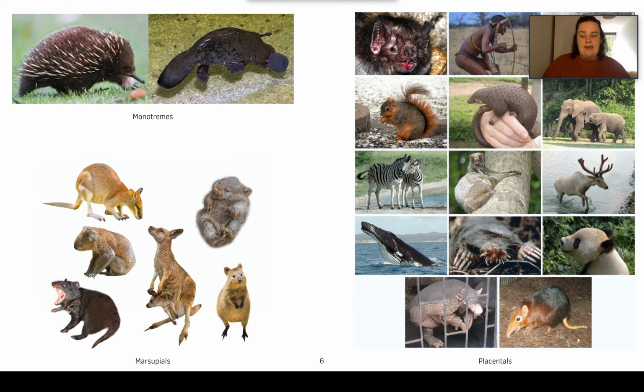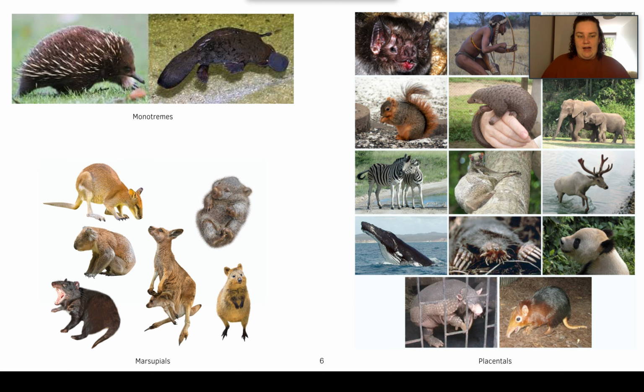So as you can see here, monotremes are the echidna and the platypi, plural of platypuses. Anyway, you know what I mean. Marsupials include koalas, wallabies, kangaroos and wombats. And then placental mammals are basically everything else that is on Earth today. So we have like bats, bears, elephants, humans, whales, everything.